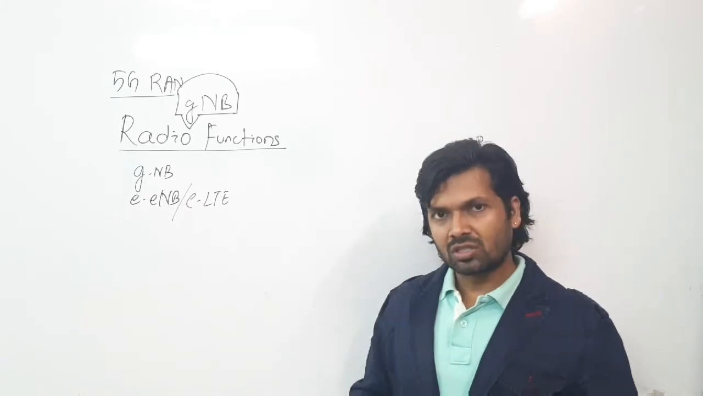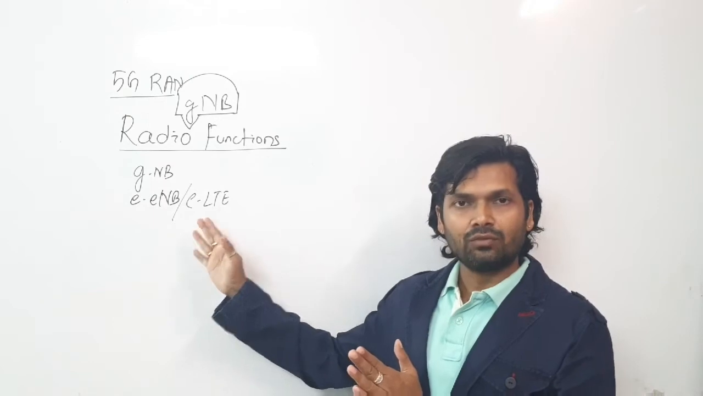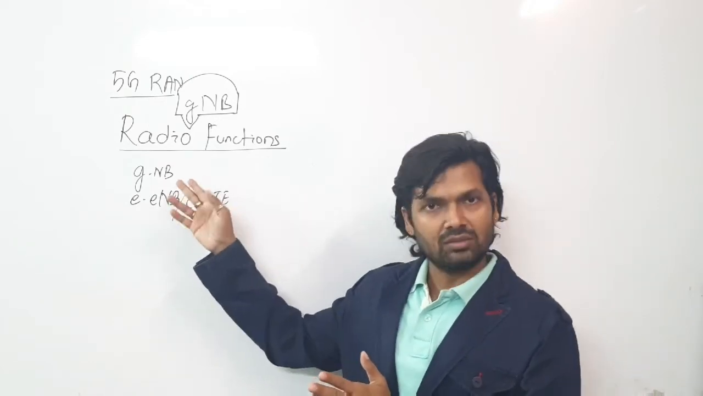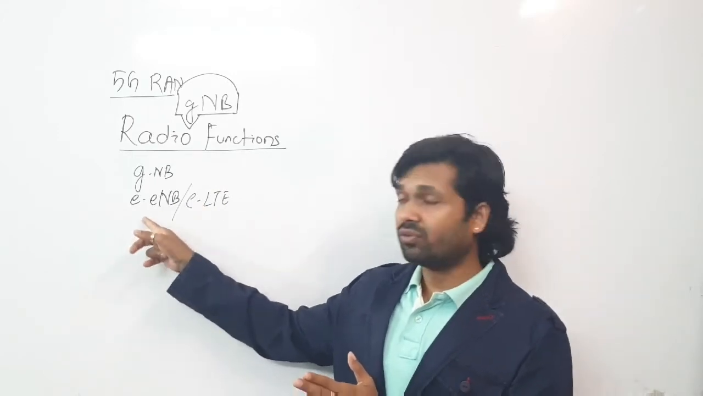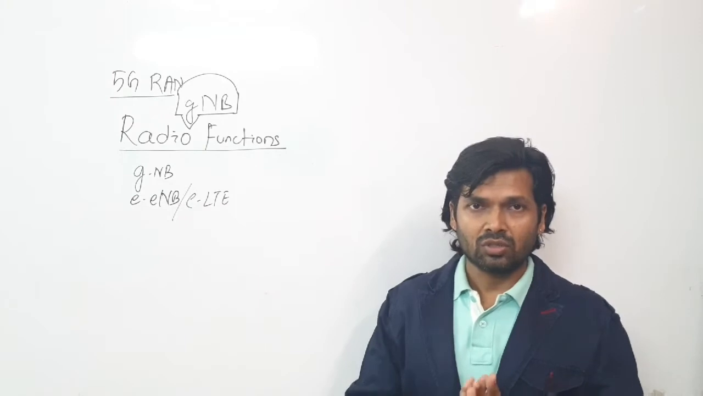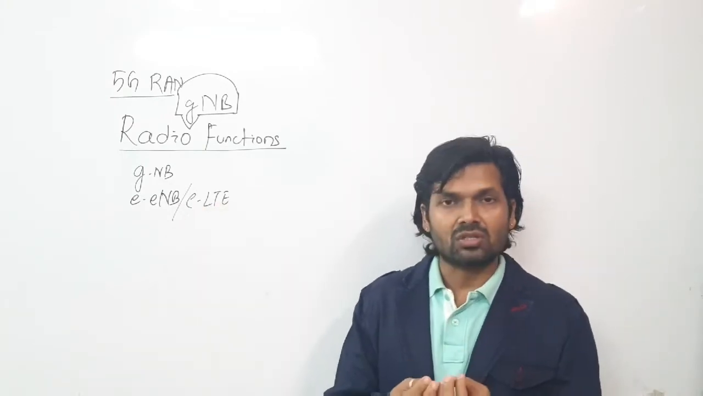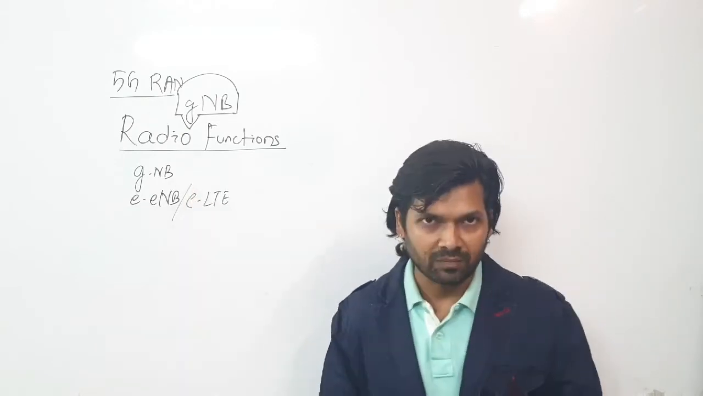So all these functions which I discussed till now happen for all the RAN nodes, whether it is LTE or NR, gNodeB, eNodeB, or advanced eNodeB or evolved eNodeB. So this is a common function for all of them. Now I'll discuss some of the key functions or very important features which are used only for the gNodeB.